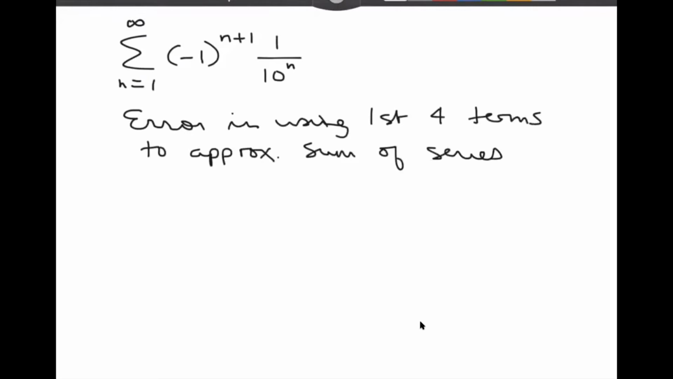All right, well, by theorem 15, the error in using the first four terms to approximate the sum of the series is going to be no greater than the absolute value of the fifth term. So the absolute error is less than 1 over 10 to the fifth, which is 0.00001. So that would be a pretty good estimate.